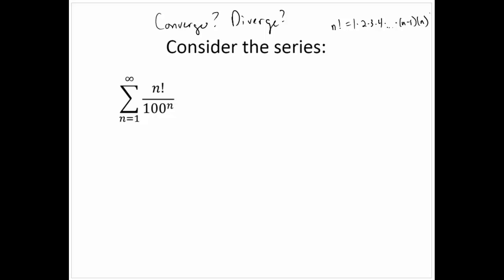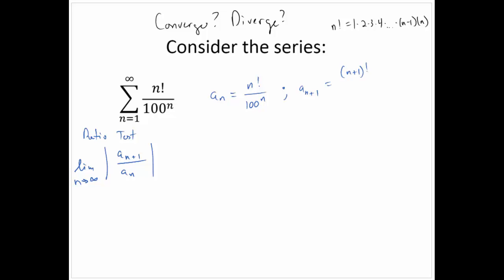Yes, n factorial. All right, so our a sub n is n factorial over 100 to the n. So if I'm going to use the ratio test, I take the limit as n approaches infinity, absolute value of a sub n plus 1 over a sub n. All right, so I know what the a sub nth term is. The a sub n plus first term would be n plus 1 factorial over 100 to the n plus 1.